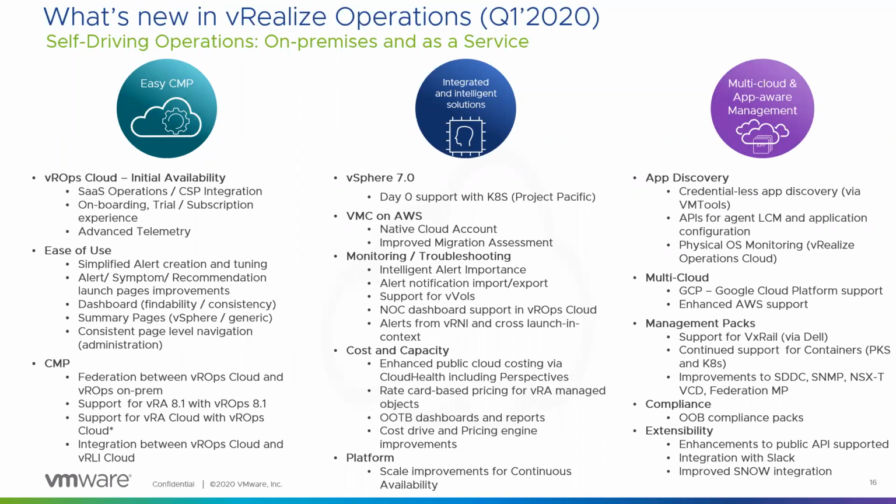Onto the application side, as I mentioned, as well as multi-cloud. So in this release, we have added a capability for doing a credential-less application discovery via VM tools. VM tools, as you know, is a part of every VM that you install through the vCenter, and you have to enable it, of course. And the certain versions of VM tools, which are recently released along with 7.0 and post 7.0, they have the capability of getting the services you are running in your VMs and sending it back to vROPs.